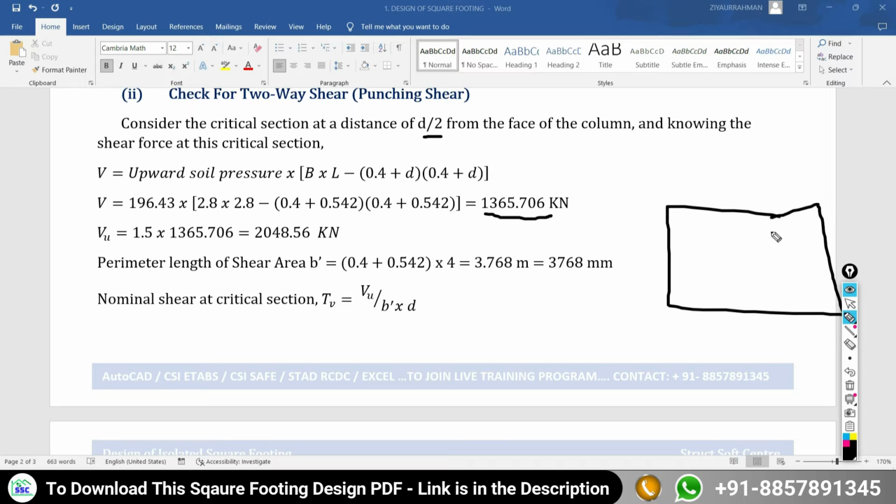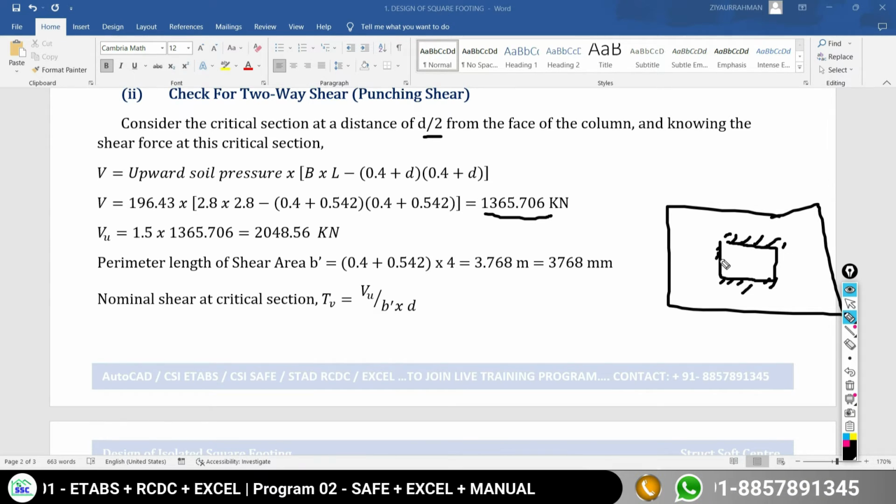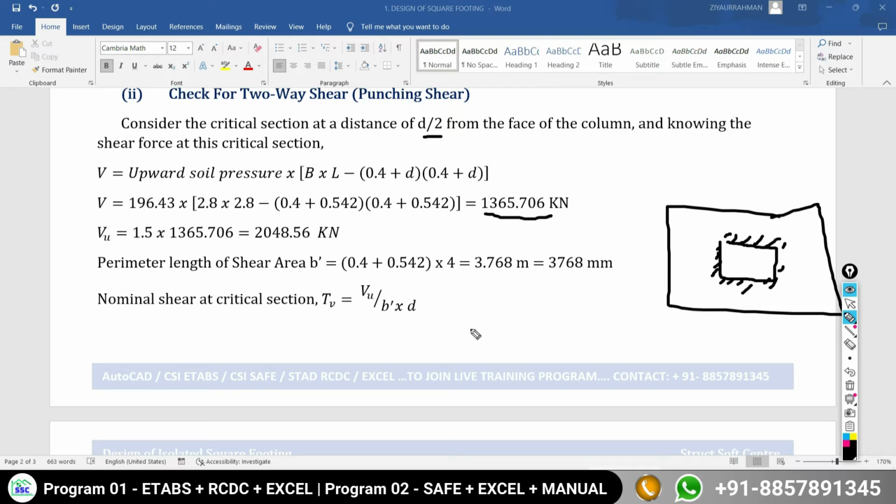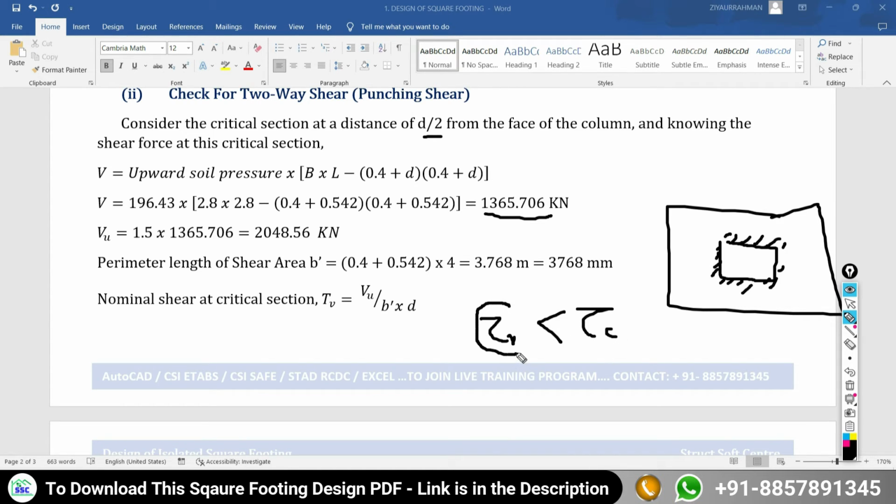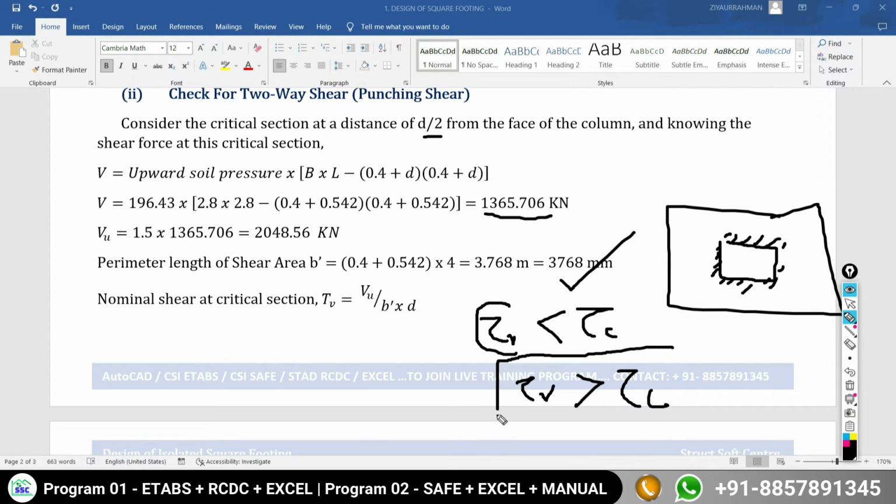Here you have to do the same thing as we did in the case of one-way shear. We need to find the nominal shear at this critical section, and then we have to compare it with the critical shear. If the nominal shear is less than the critical shear, then our design will be okay. If your nominal shear is more than the critical shear, then there is some problem. We need to change the depth.